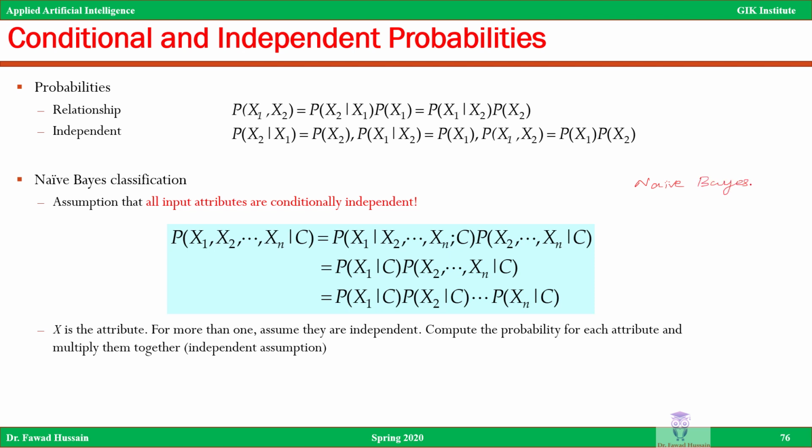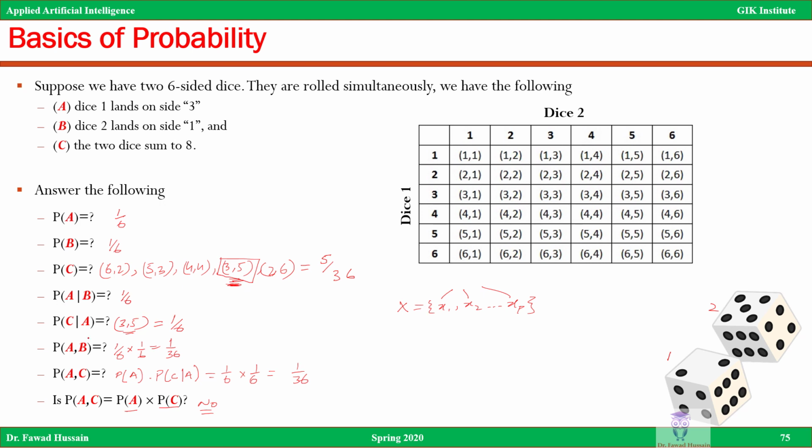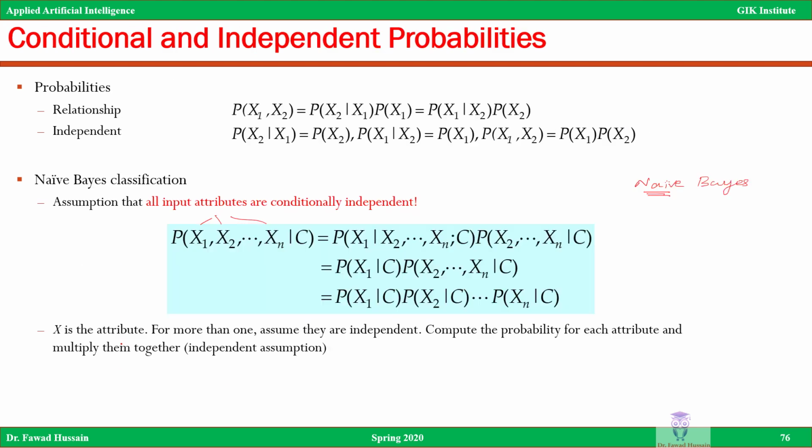The part that is naive about it is that it assumes all these attributes are independent of each other. If you're assuming they are independent of each other, similar to the case of A and B, you can simply multiply these attributes. So that's what we are going to do here: x1 given C, and x2 given C, and so on up to xn given C. We are simply going to multiply all the attributes calculated independently.